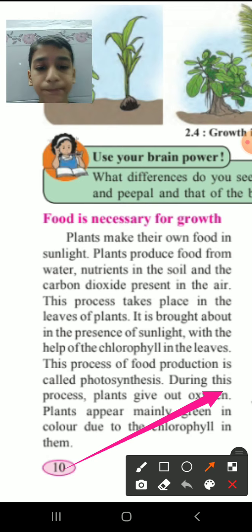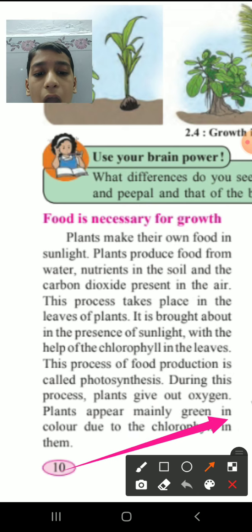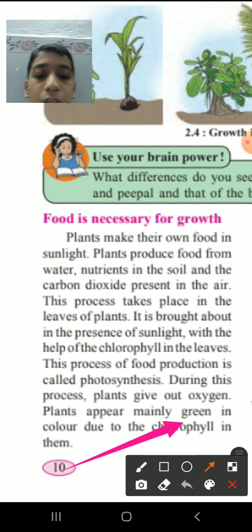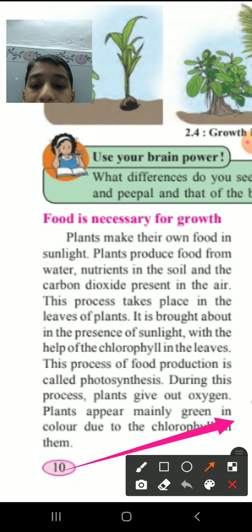Alright. During this process, plants give out oxygen. Plants appear mainly green in color due to the chlorophyll in them.